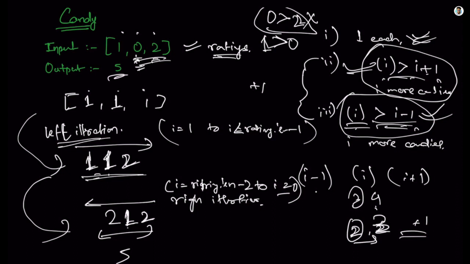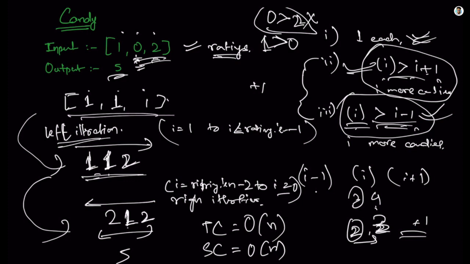That's how it will be done, and the logic is not quite hard. We need to understand that the time complexity here will be O(n), because we are running 2 for loops, and 2n becomes n. The space complexity will also be O(n), because we are creating a new array, the candies array. So this is our time and space complexity.